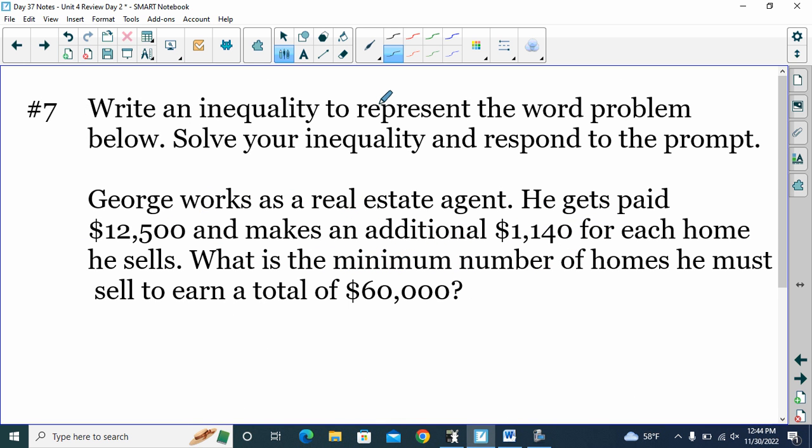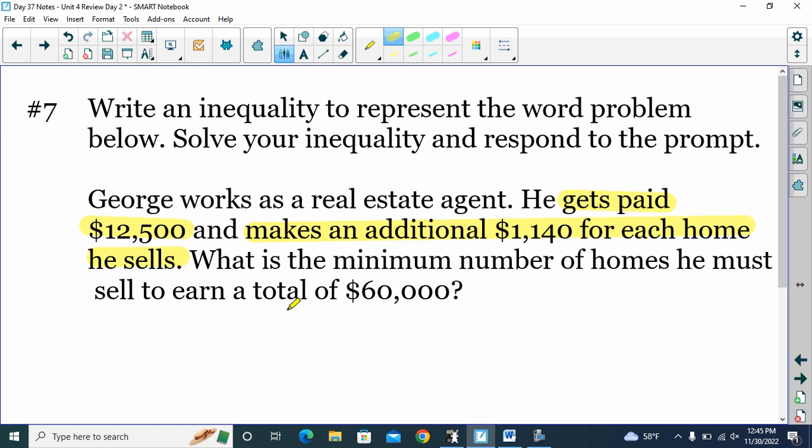Last one, number 7. Write an inequality to represent the word problem. We're going to solve it and respond to the prompt. It says that George works as a real estate agent. He gets paid $12,500. So that's how much money he makes. He also gets paid an additional $1,140 for each home he sells. So he has a base salary, but then he gets a commission.